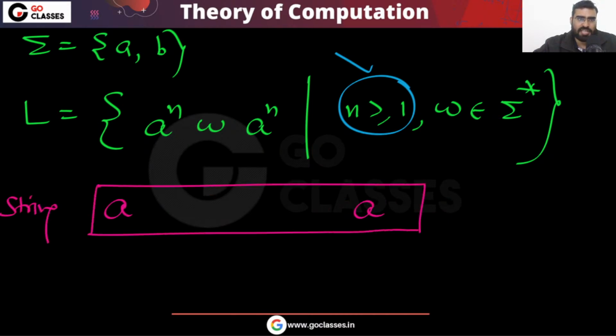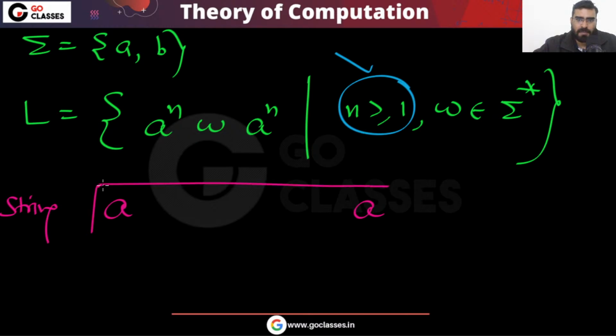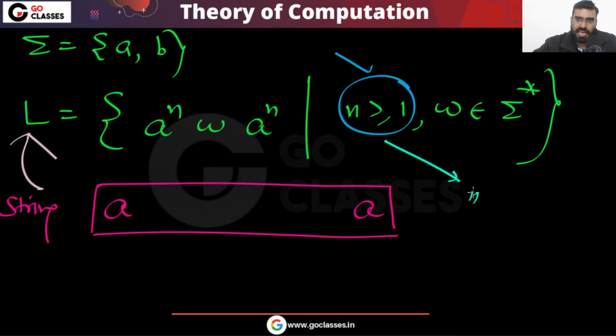If your string is starting with a and ending with a, then definitely this string will belong to L. Why? What is the reason? Very simple. You can fix this n equal to 1, and you can take the entire middle string as w. You can consider this entire middle string as w. Now you can see that all the conditions are satisfied.